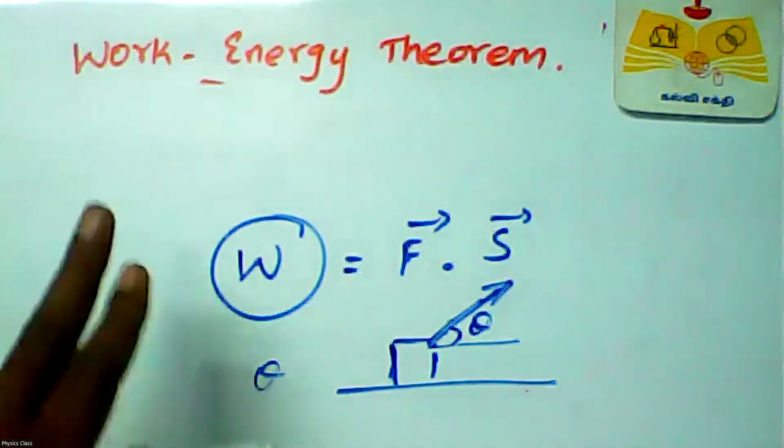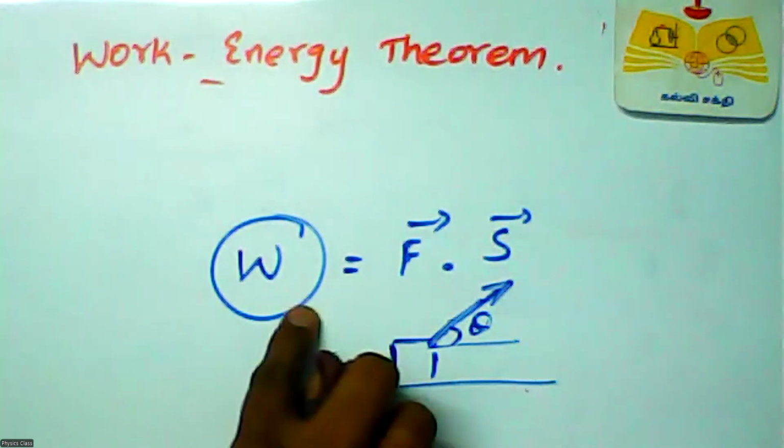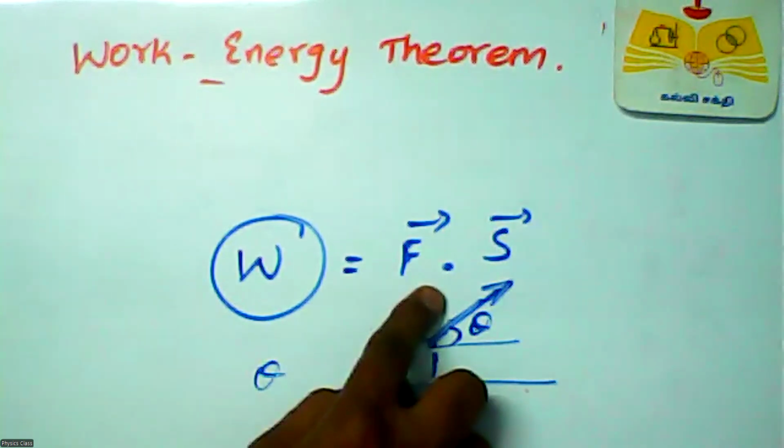But we are here to calculate the work energy theorem. For that I can put W is equal to F dot S. It is a vector product, and here it is a scalar product, that is a dot product.